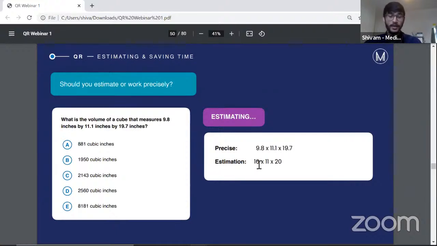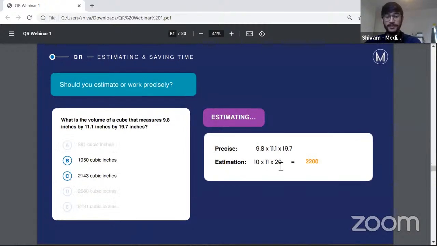With estimating, like you did, 10 times 11 times 20 would have got 2,200. So really, it's between these two answers. Like you said, this is a very slight overestimate. So that's why we chose 2,100. Okay. Yes, 1,950 is, again, lower than 2,200, isn't it, Ashir?